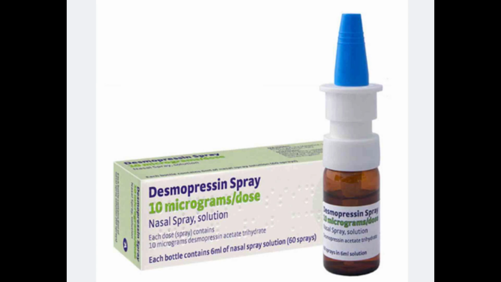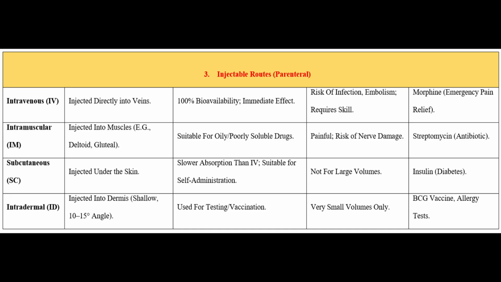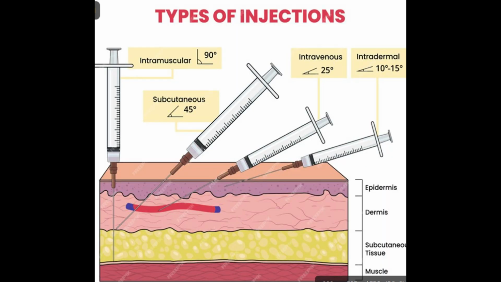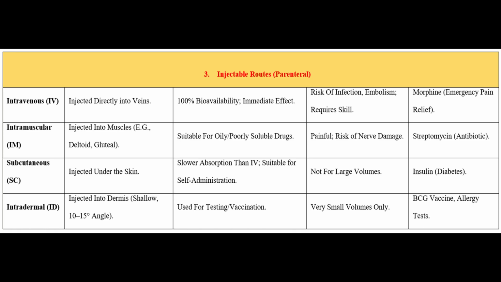Now let's look at parenteral routes, the injectable ones. Under the parenteral routes, the first one is intravenous. Under the intravenous, the drugs are injected directly into the vein. This gives 100% bioavailability with immediate effect. This is great in emergencies, but it needs skill and has a risk of infection or embolism. For example, morphine for emergency pain relief.